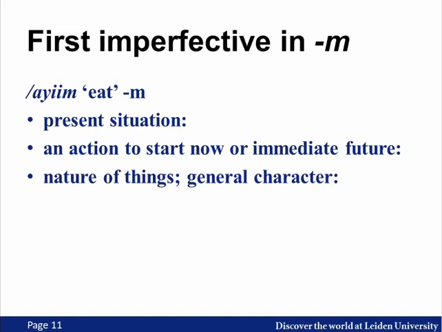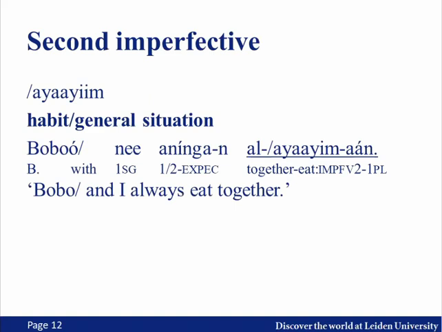So this first imperfective in M can be used for the present situation, can be used for an action to start now or in the immediate future, and can also be used for situations that refer to the nature of things, to the general character. And for all of these, I have examples that I skip in the presentation for the same verb, ayin, in various stories in my collection. The second imperfective of the same verb, built on ayin by reduplication of the penultimate, ayayin, is used for a habit or general situation.